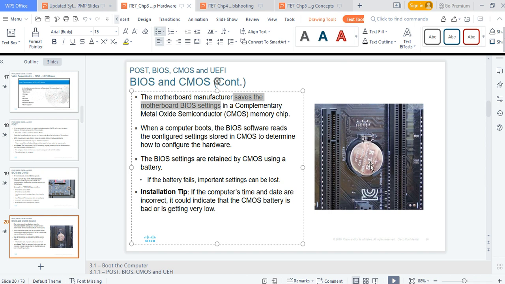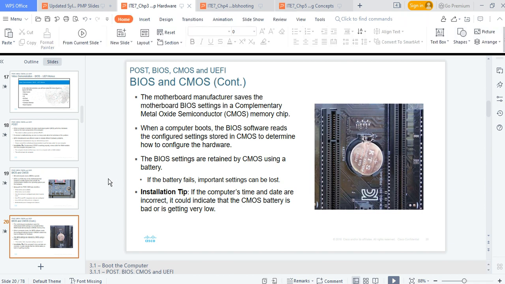So that's the guy. If you see any system where you set your time and you find out that after 12 hours it's still the same, or you boot up and still see messages as if you're configuring the system for the first time, it means that your CMOS battery is bad. You just open up, and for less than $1, or less than 200-300 naira, you could get a replacement. You pull it out and snap the new one in, and you're good. If the computer time and date are incorrect, the CMOS battery is bad. It's getting very low.